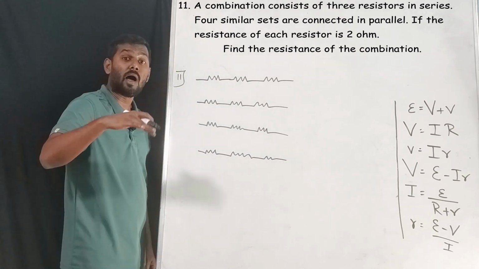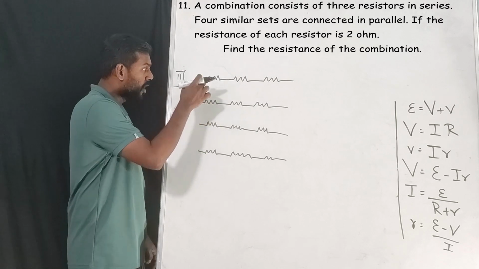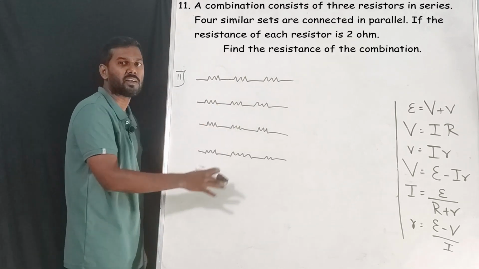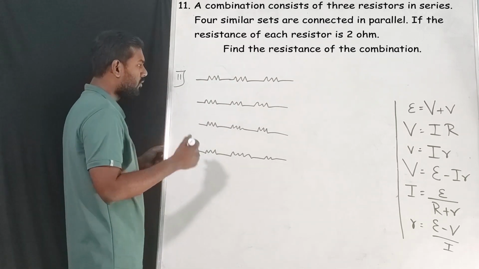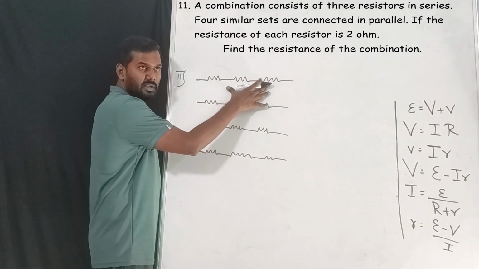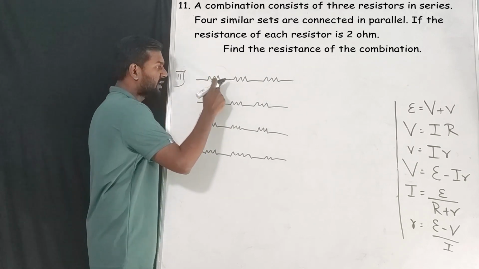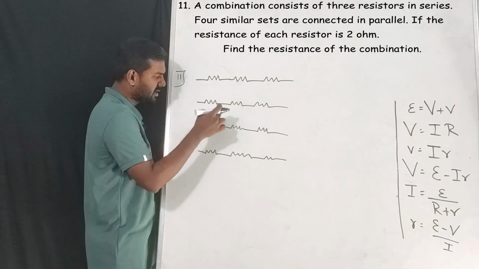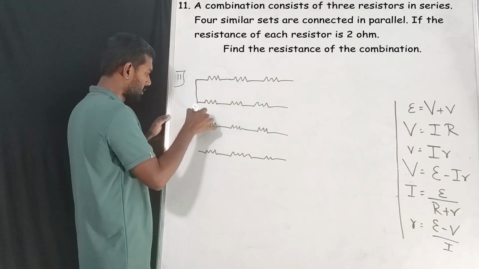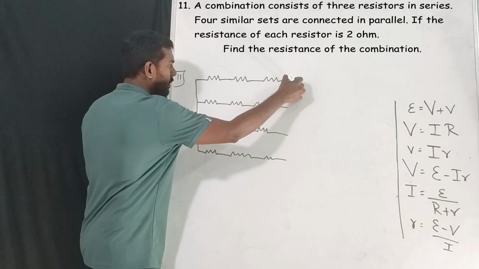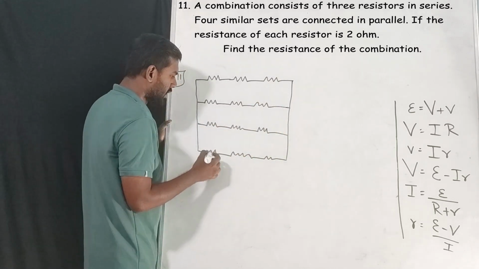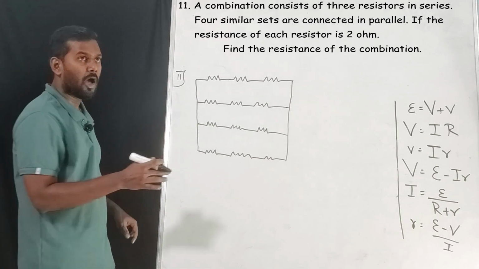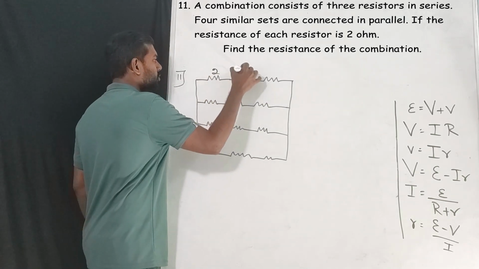See, if they had used another 4 sets, then you would have to go for 1 plus 4. They are telling 4 similar sets, which means including the first one also. Now see, this is the meaning of the first sentence: a combination consists of 3 resistors in series, and 4 similar sets are connected in parallel. These are connected in parallel, like this. They are not asking for the diagram, but if you draw it, it will be easy for you. All of the resistors have 2 ohm resistance.